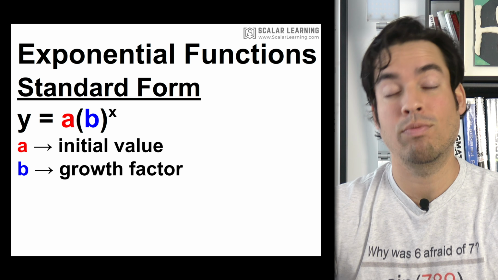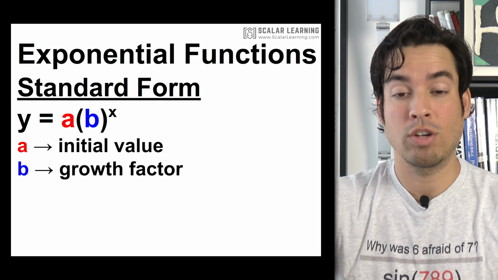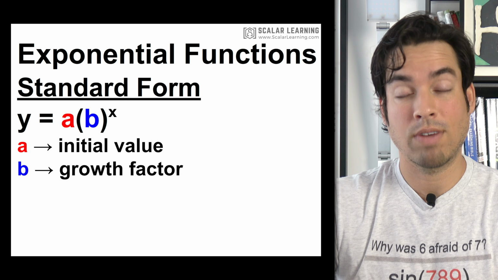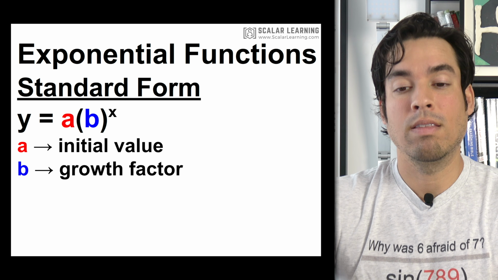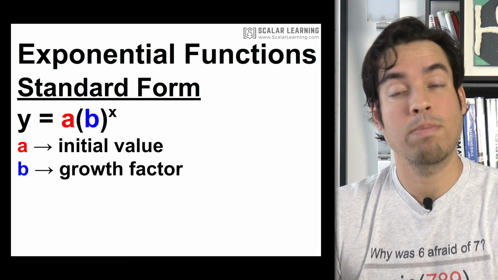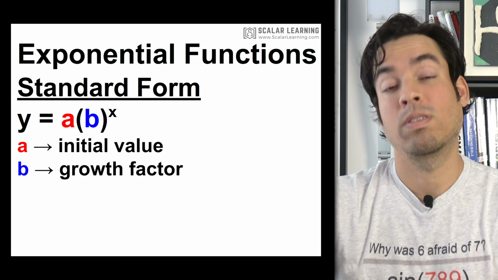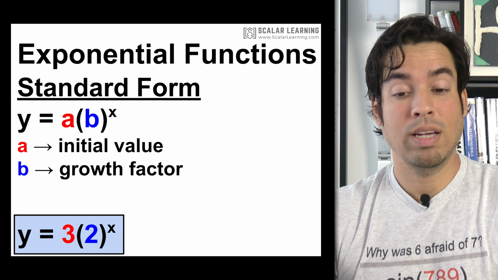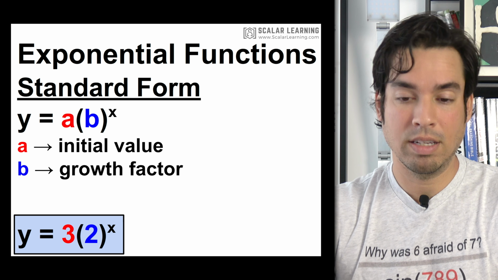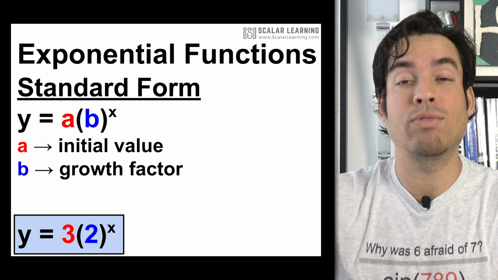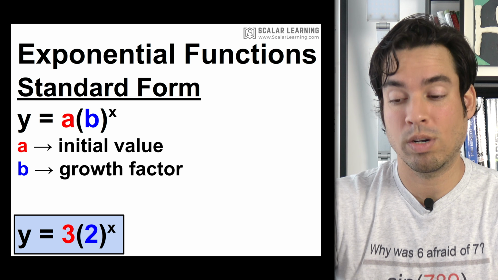So the initial value, if we want to think about a bacteria strain growing, we might say, okay, initially we have 500 cells, 500 bacteria. And b is the growth factor, meaning, hey, it's growing by maybe 5% every hour, something like that. Now in this example down here, we have 3 being the initial value, and here's a growth factor of 2, meaning it's doubling every time unit, whatever the time unit is, whatever x is.